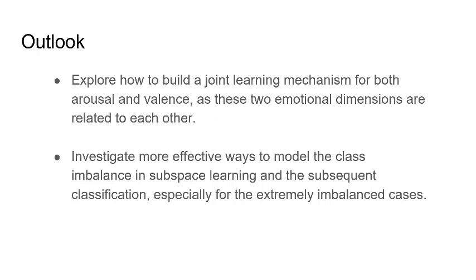Based on the experimental result and some observations, we're going to investigate our further work on this task from the following 2 ways. First, we plan to explore how to build a joint learning mechanism for both arousal and valence, because these two are closely related to each other. And secondly, we're going to investigate more effective ways to model the class imbalance in subspace learning as well as the subsequent classification, especially for the extremely imbalanced cases.